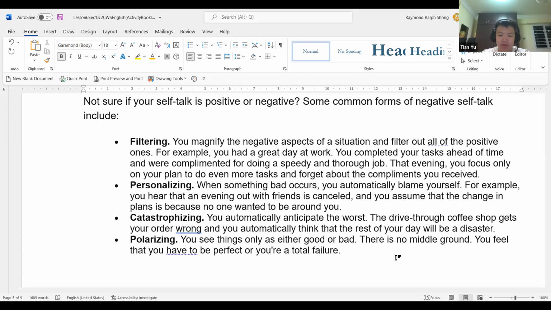Okay, filtering. Yeah, magnify the negative aspects of a situation and filter out all the positive ones. For example, you had a great day at work. You completed your task ahead of time and were complimented for doing a speedy and thorough job. That evening you focus only on your plan and do even more tasks and forgot about the compliment you received. Can I continue?